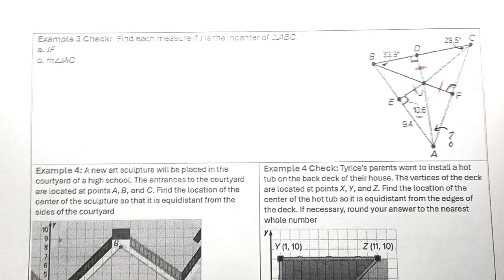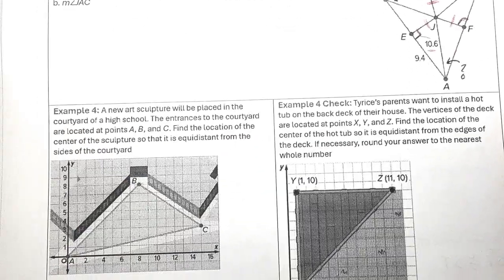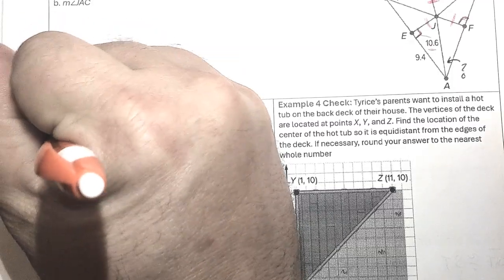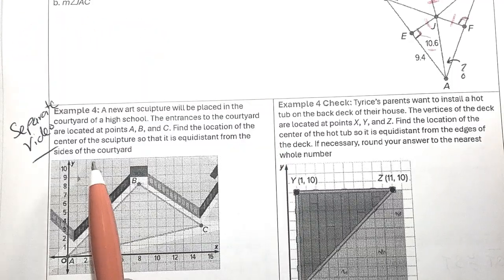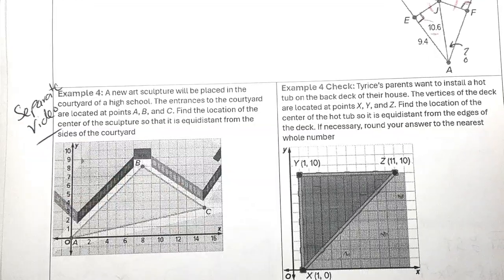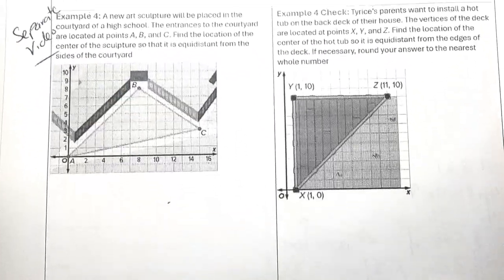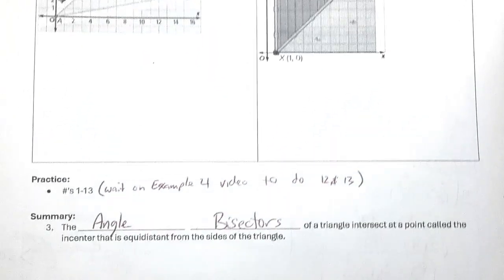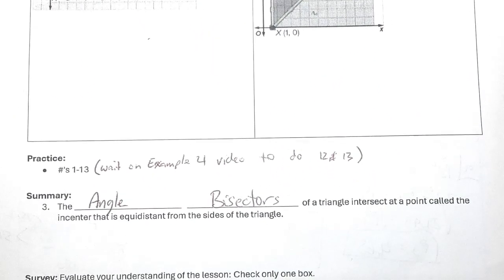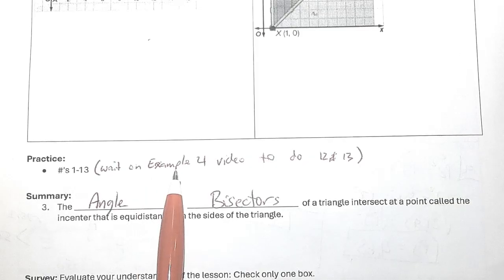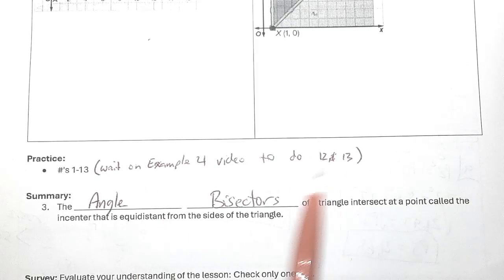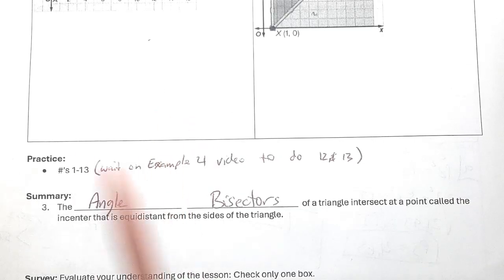We're going to skip this. I'm going to do this in a separate video for example 4. It's a pretty big problem and I want to do it separately because we're going to need a little extra room. So at the bottom here, our practice is 1 through 13. Wait on the example 4 video to do numbers 12 and 13. Those two go with this, so just hold off for now. Just do 1 through 11.